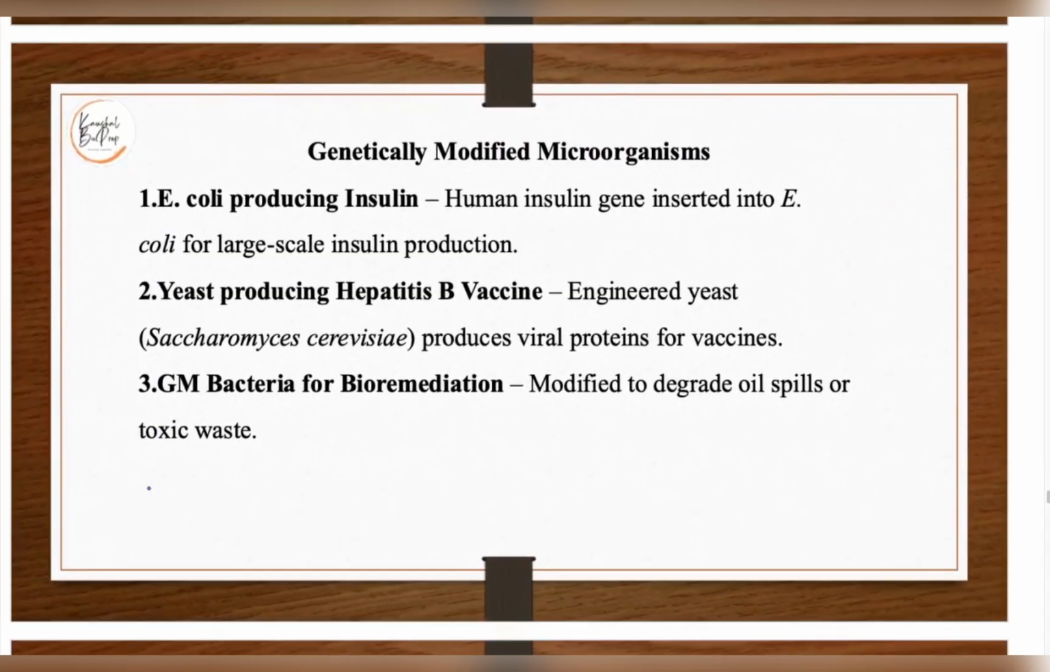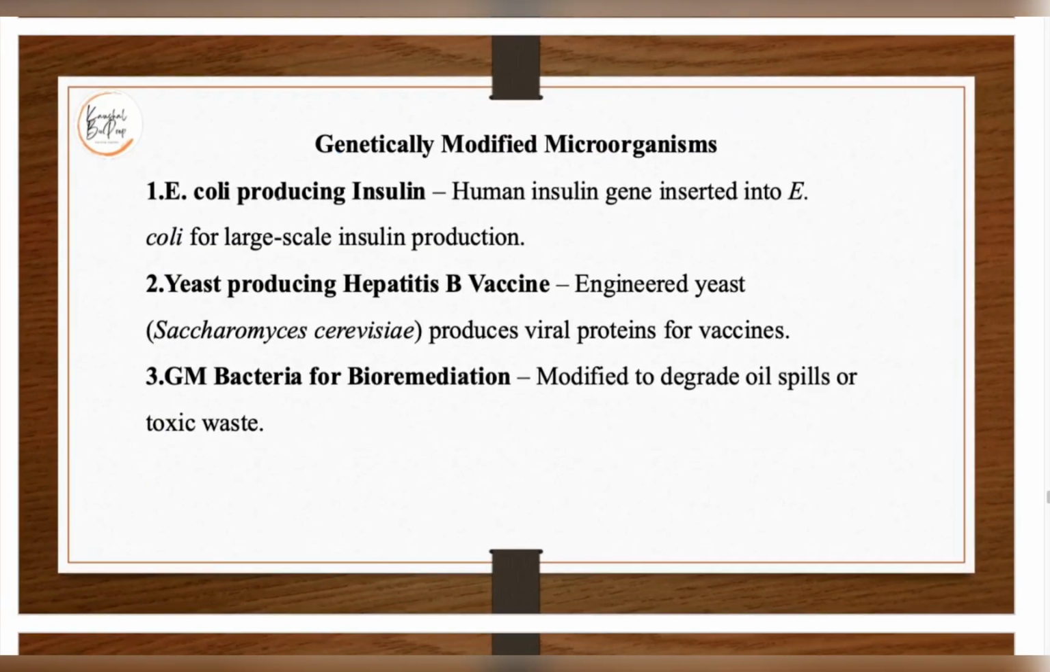Now there are genetically modified microorganisms also. E. coli produces insulin. How is it produced? Because you have inserted the particular gene. The human insulin gene is inserted into E. coli for large scale production of insulin. This is very commonly done.